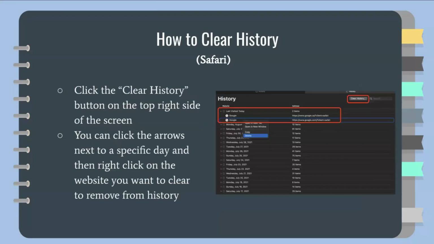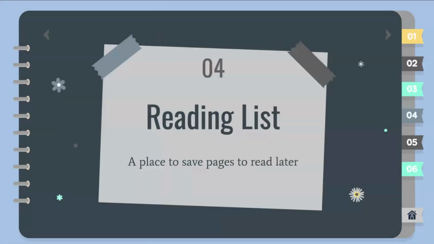To clear it, you need to click the history button on the right side of your screen, and you can click the arrows to a specific day and then right click on the website you want to clear to remove from the history. Moving on to reading list.